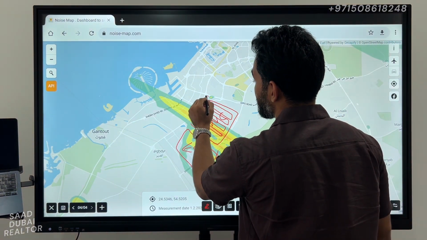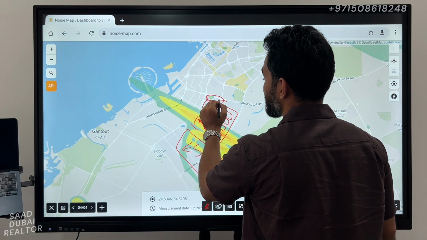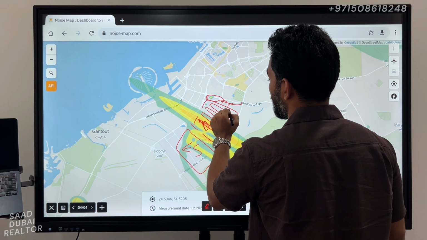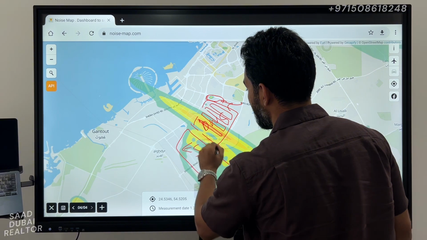Okay. Expo City is right here. And Dubai South is right there. I mean, this drawing is so bad. Let me just do it again.